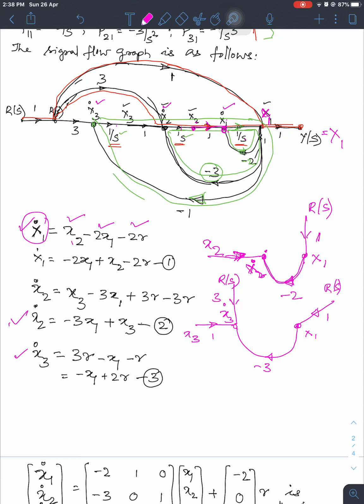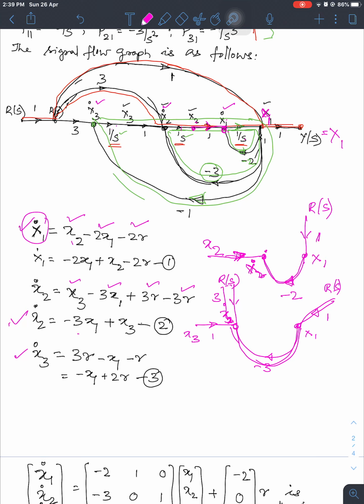So if you look at this combination, what is x3 dot equal to? If we write x3 dot equal to, this is x2 dot. x2 dot equal to three different signals we have. That is one signal from x3, another signal from minus 3x1, 3 into x1, and then plus 3r, this one, and then minus 3r from here till here. This is minus 3r. So we'll get this equation.